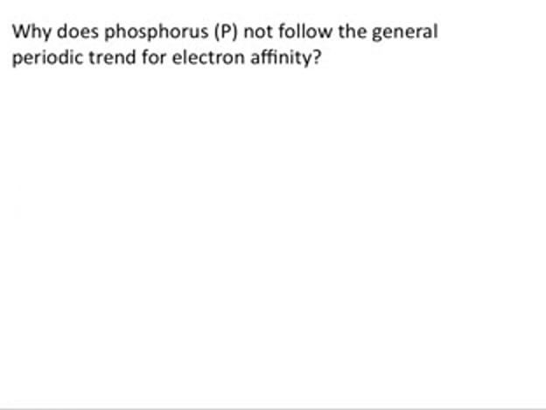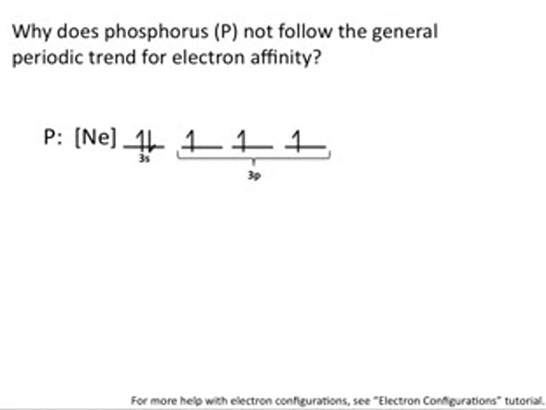Let's look at another question pertaining to electron affinity. Why does phosphorus not follow the general periodic trend for electron affinity? Remember that phosphorus is in the 5A group on the periodic table. So here I've drawn out the electron configuration for phosphorus, abbreviating the inner shell electrons with the neon core. You'll see that the 3s subshell is completely filled, and you'll see that the 3p subshell is half filled, with each orbital in the 3p subshell having 1 electron.